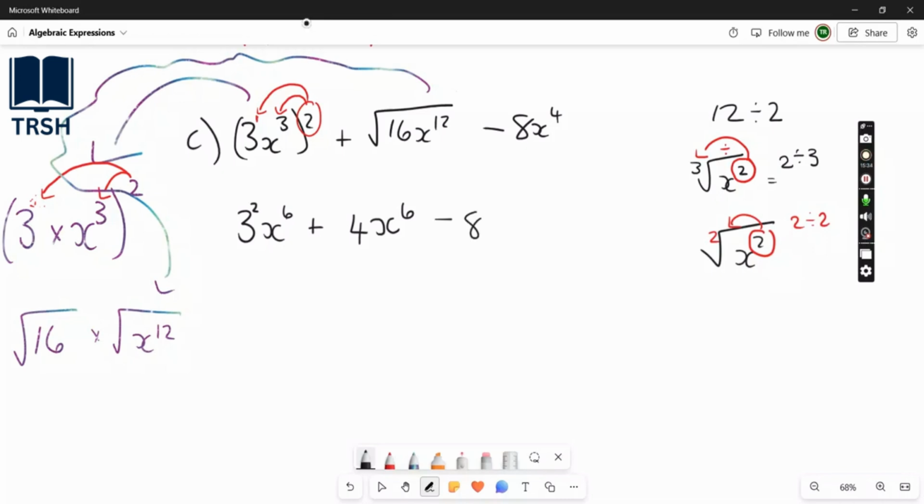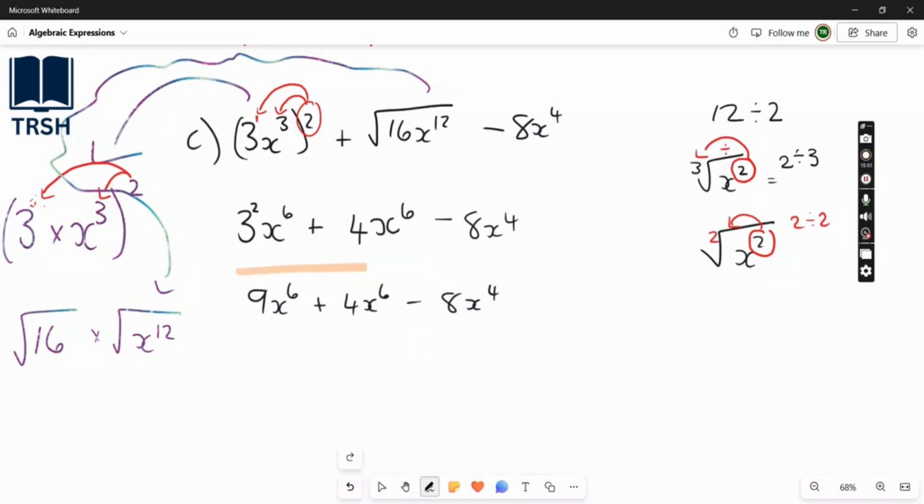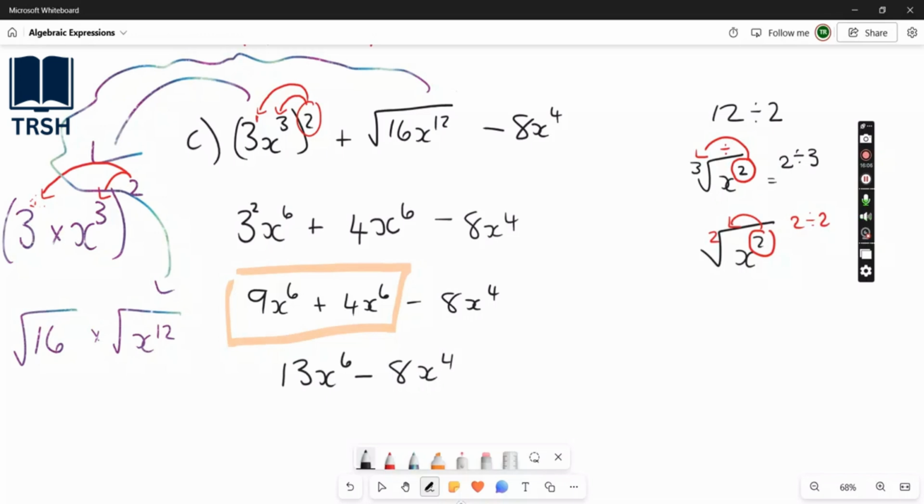Then in this case, we can just leave it like this for now. So if we simplify 3 to the power of 2, we'll get 9x to the power of 6 plus 4x to the power of 6 minus 8x to the power of 4. Then we can already see we have like terms. These two are like terms. So if we add up our like terms, we have 9 plus 4. That will give us 13. So we have 13x to the power of 6 minus 8x to the power of 4. And that is our answer.